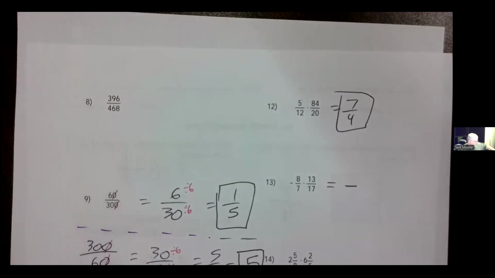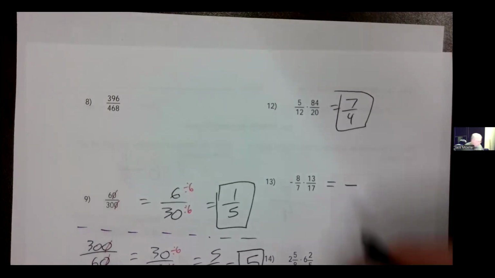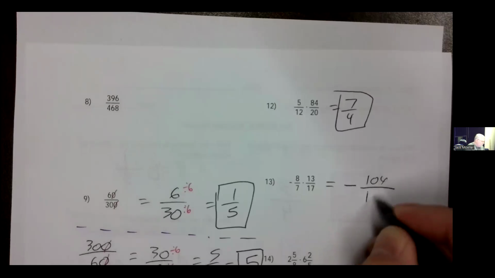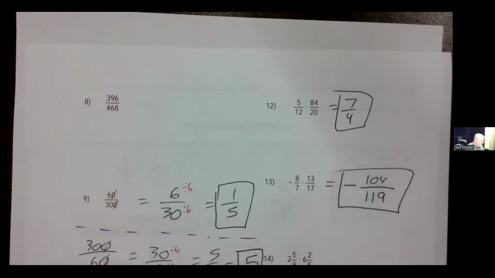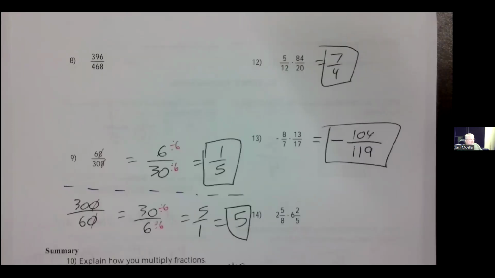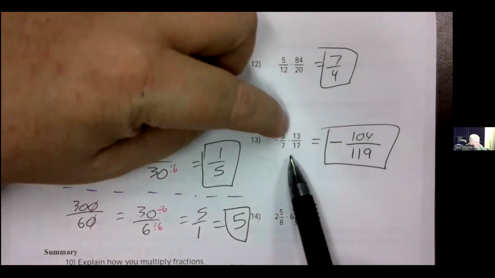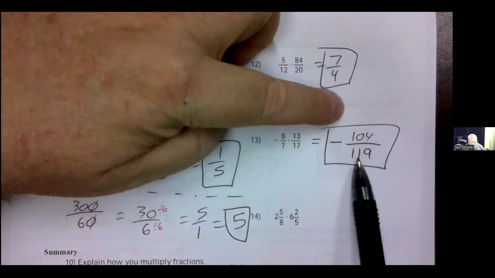So whatever 8 times 13 is, 104, over 7 times 17, so 7 times 17 is 119. The answer is negative because we have a negative times a positive. So if you get in the habit of simplifying first, then actually I think it helps with the multiplying as well. And now if you simplified first, I don't even have to look and simplify this, because if it doesn't simplify here, it's not going to simplify here.